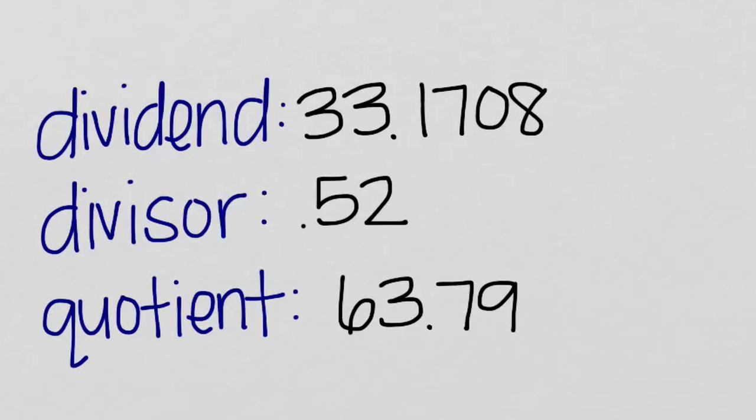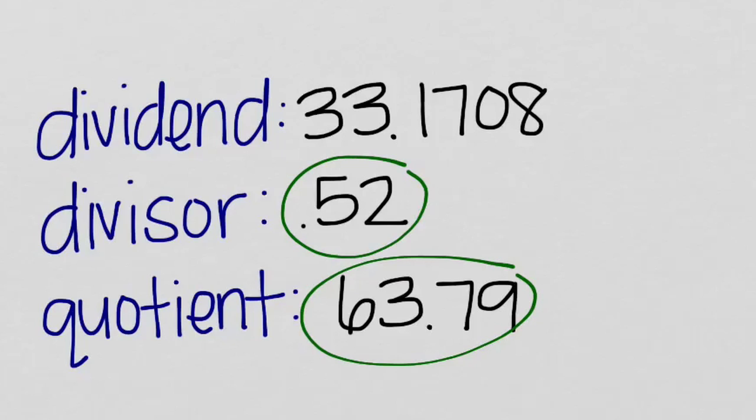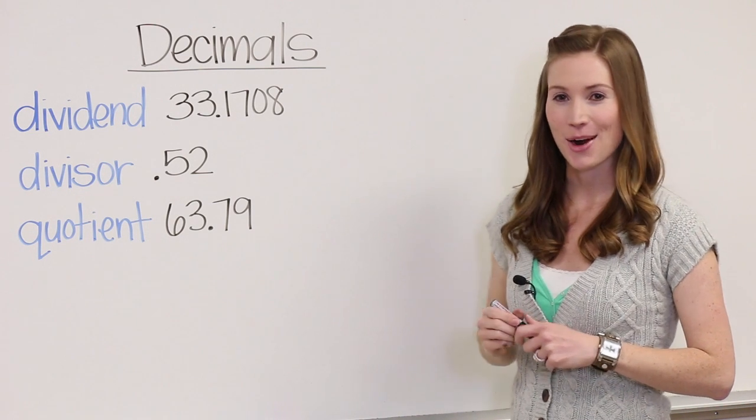Let's do it together. In this problem, our quotient is 63 and 79 hundredths, and our divisor is 52 hundredths. If we multiply these two, we should get our original dividend of 33 and 1,708 ten-thousandths. Let's go ahead and check our work.